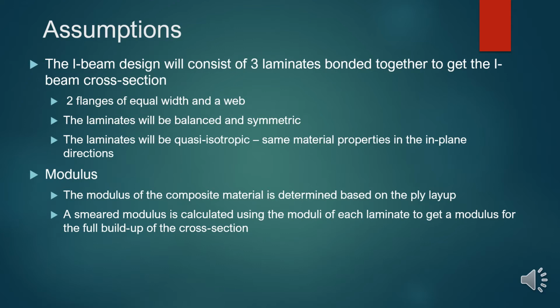I've made assumptions to simplify the project. The I-beam design will consist of 3 laminates bonded together to get the I-beam cross-section. So it'll have 2 flanges of equal width and a web. The laminates will be balanced and symmetric and will be quasi-isotropic, which means the same material properties will be in the in-plane direction. The elastic modulus of the composite material will be determined based on the ply layup. A smeared modulus is calculated using the moduli of each laminate to get a modulus for the full buildup of the cross-section.